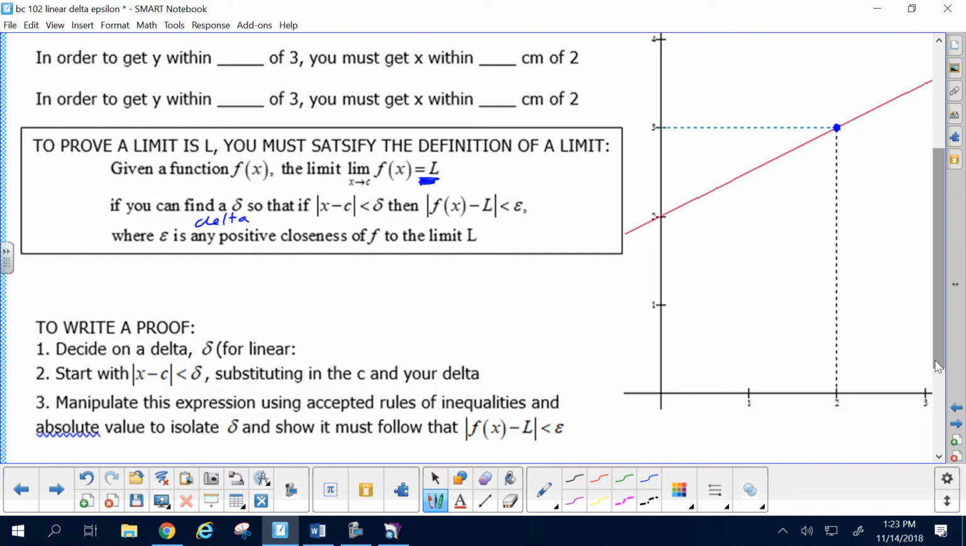If you can find a delta, so that if |x minus c| is less than that delta, it must follow that |f of x minus L| is less than that epsilon. That's an epsilon. Now, to prove a limit is what it is, you actually have to prove that that definition is satisfied. And it's really hard to prove that definition is satisfied if you have no idea what the definition really is.